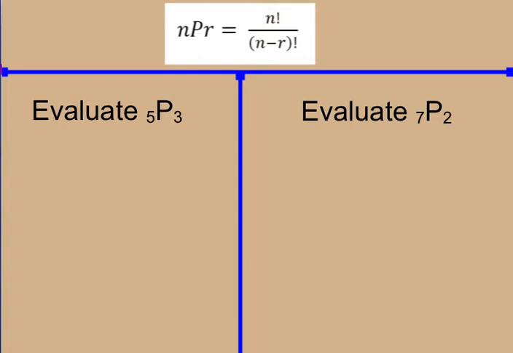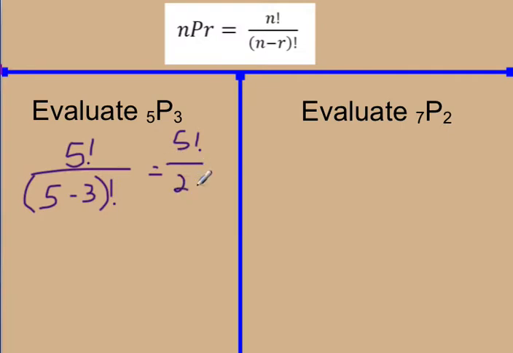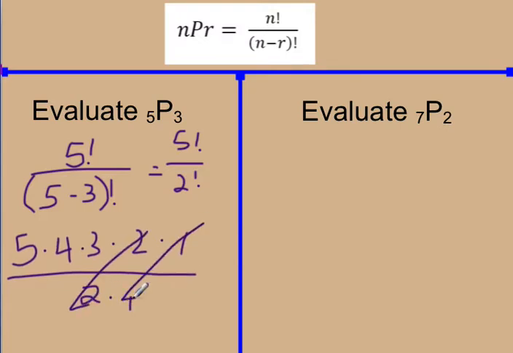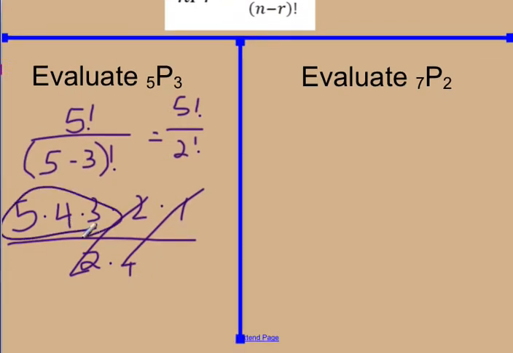So we need to evaluate 5P3. So 5 is on the left side, so I know I'm going to have 5 factorial on top, and then I'm going to have 5 minus 3 factorial on the bottom. So 5 factorial divided by 2 factorial. So now I'm going to go ahead and write that out. So 5 factorial is 5 times 4 times 3 times 2 times 1. And 2 factorial is 2 times 1. So I can cancel out 2 and 1 because they're on both the top and the bottom. So now I want to do 5 times 4 times 3. And when I do that, I end up getting 60. So 5 permute 3 is going to be 60.